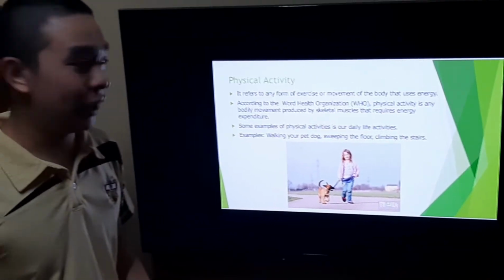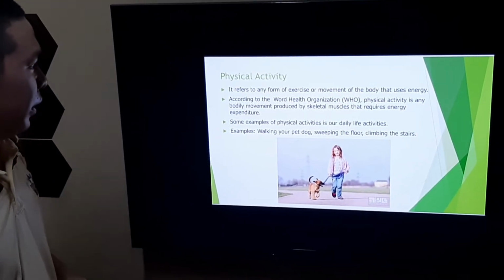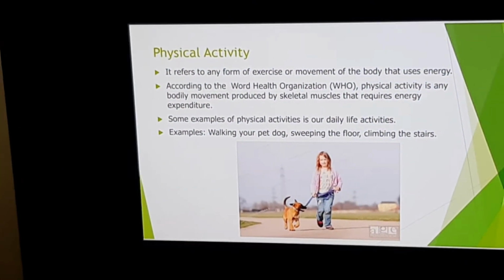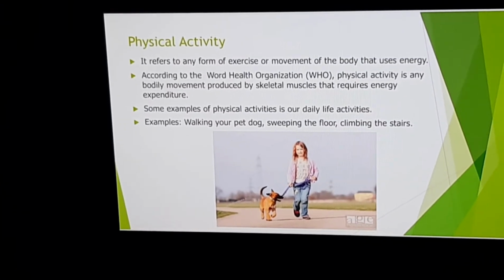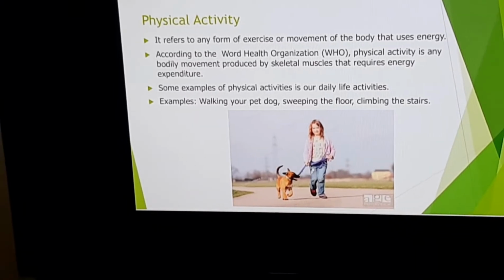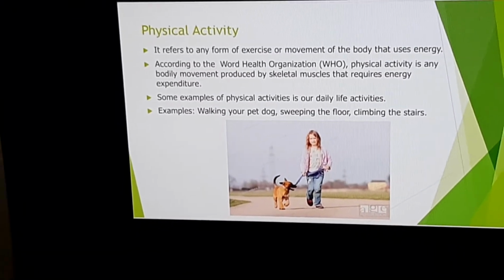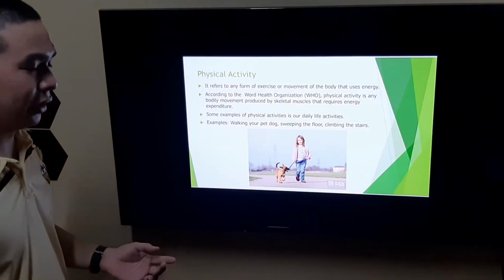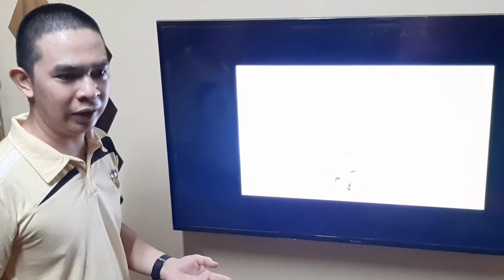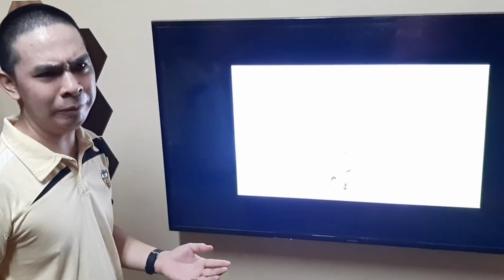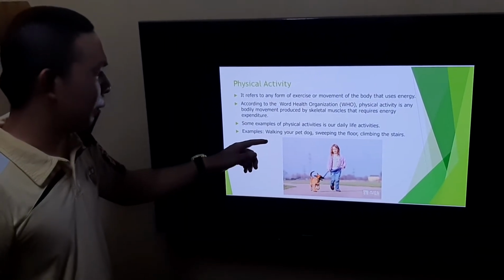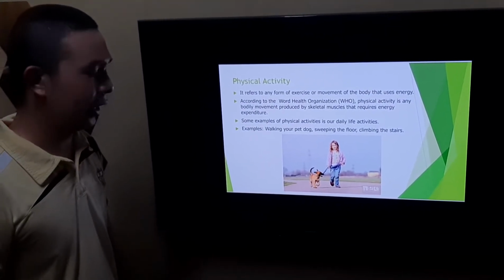So what do we mean by physical activity? Physical activity refers to any form of exercise or movement of the body that uses energy. According to the World Health Organization, physical activity is any bodily movement produced by skeletal muscles that requires energy expenditure. Some examples of physical activities are our daily life activities, meaning anything we do in our daily lives that has movement is a physical activity. Examples: walking your pet dog, sweeping the floor, and climbing the stairs.